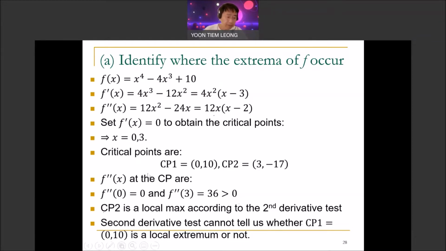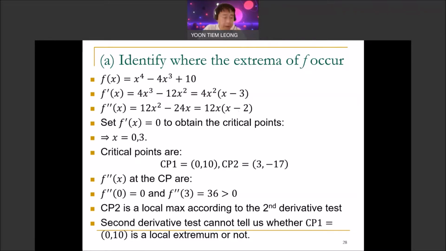However, for CP1, the value of x is 0, and when you put the value of 0 into the second derivative, f double prime, you find that f double prime is 0. So in this case, you cannot determine whether the point CP1 is a local extremum or not. You just cannot. So you have to use a different way to determine whether CP1 is a local maximum or local minimum. But later on, we will show that that point is not a local extremum.